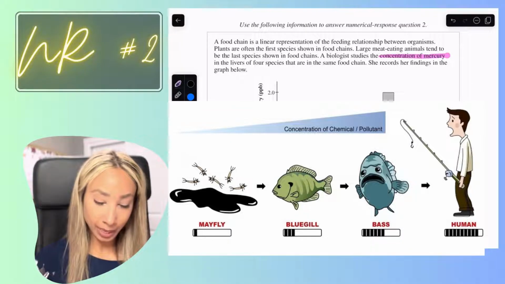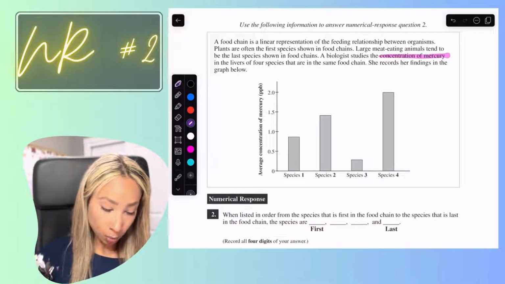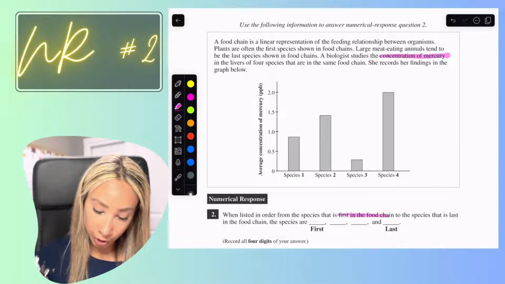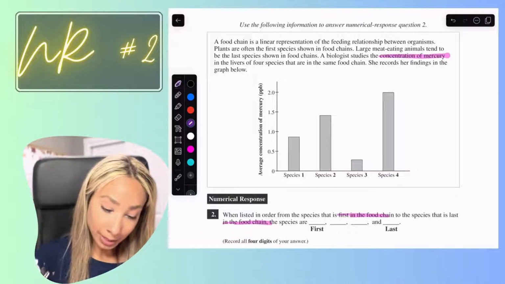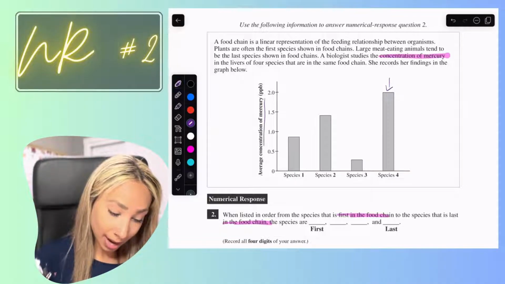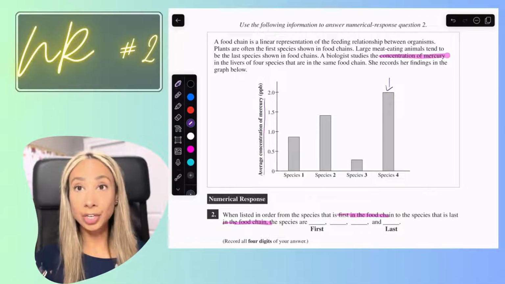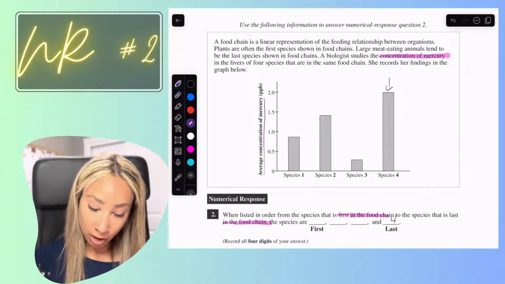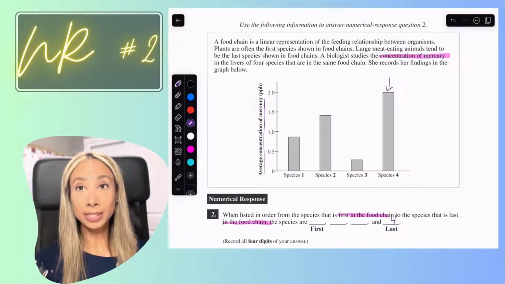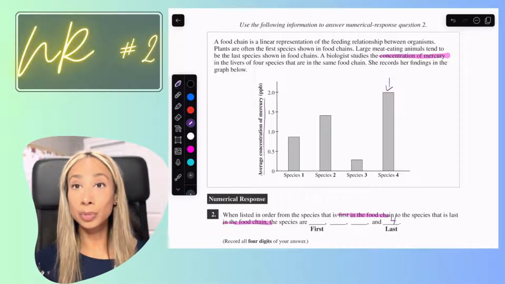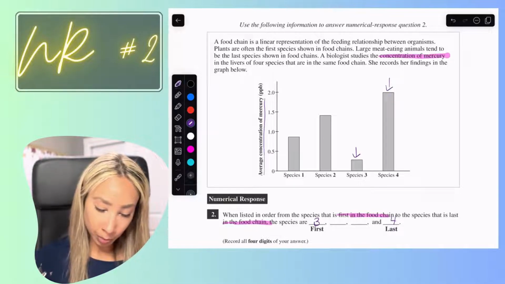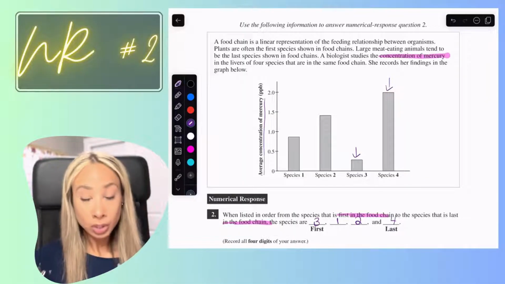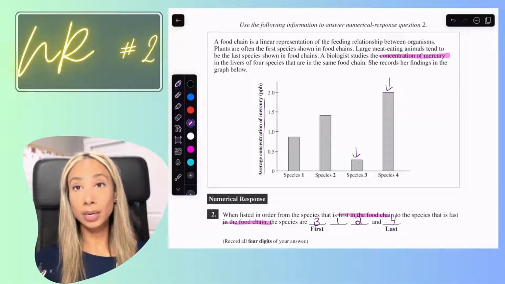So what this means then is looking at our species, we want to know which one would be the first in the food chain and which one would be the last in the food chain. So as I said, it starts to build up. That means this organism here that has the highest concentration of mercury is actually going to be at the end of the food chain because they had to eat lots of organisms to survive, and all those organisms had to eat other organisms, and the toxin was able to magnify throughout the food chain. The species that has the least amount of toxin would be first, and then we can just put them in order just like this. So our answer for this one is 3, 1, 2, 4.